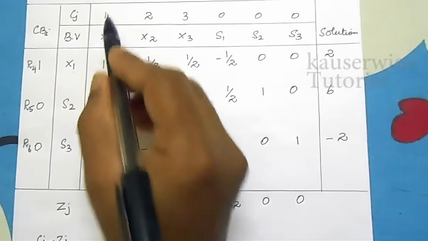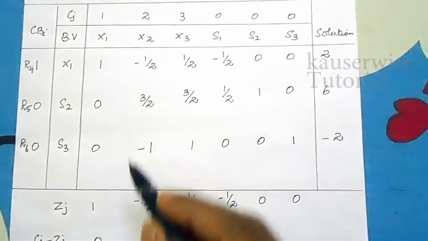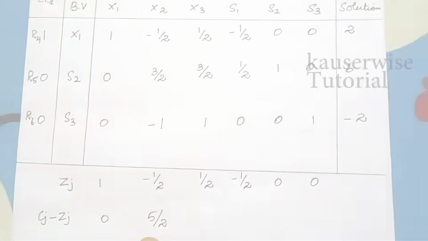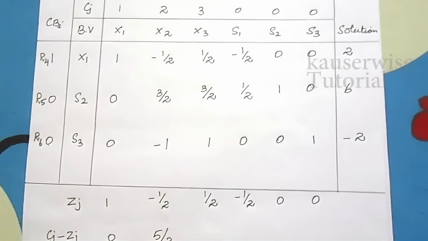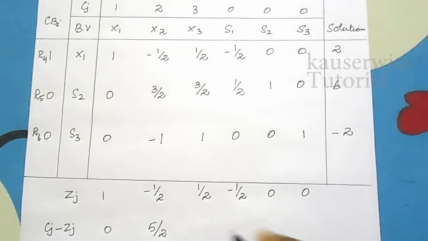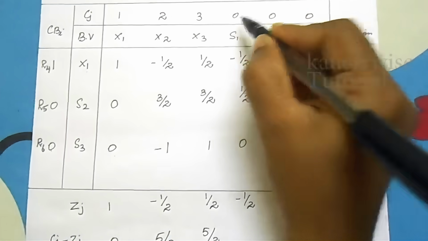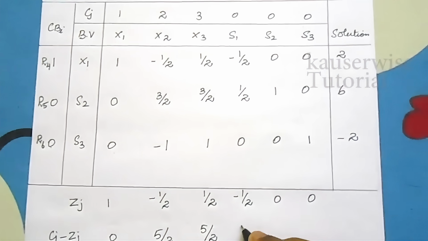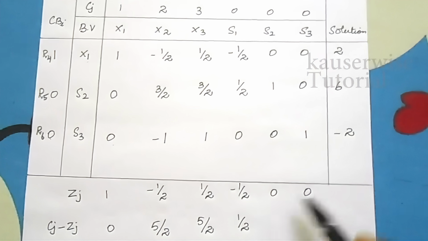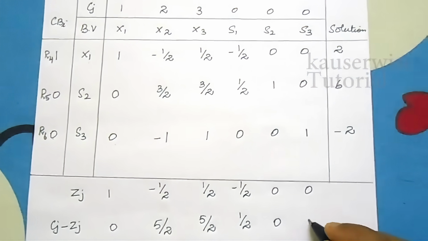Cj first value 1 minus 1 is equal to 0. Then 2 minus, already minus is there, no? So plus 2 plus 1 by 2 is equal to 5 by 2. In the same way, we need to find Cj minus Zj values for all other values. 3 minus 1 by 2 is equal to 5 by 2. See the next value, 0 minus minus 1 by 2. So it will be plus 1 by 2. Next value, 0 minus 0 is equal to 0. Then the last value, 0 minus 0 is equal to 0.